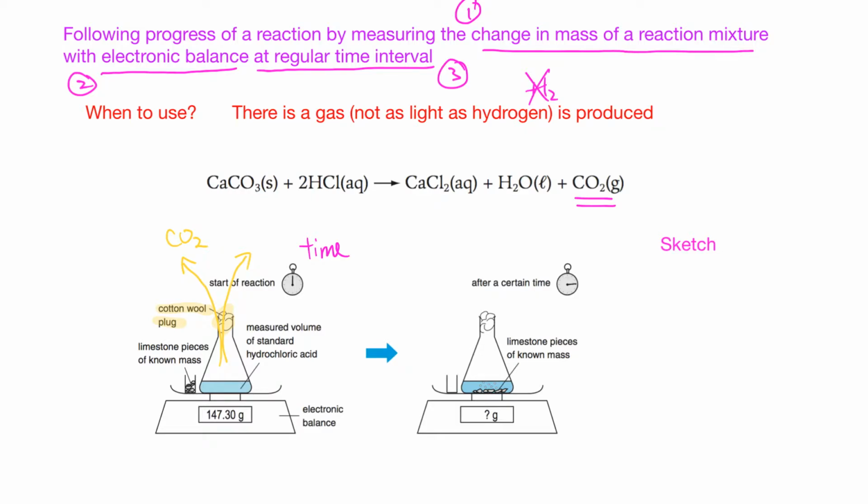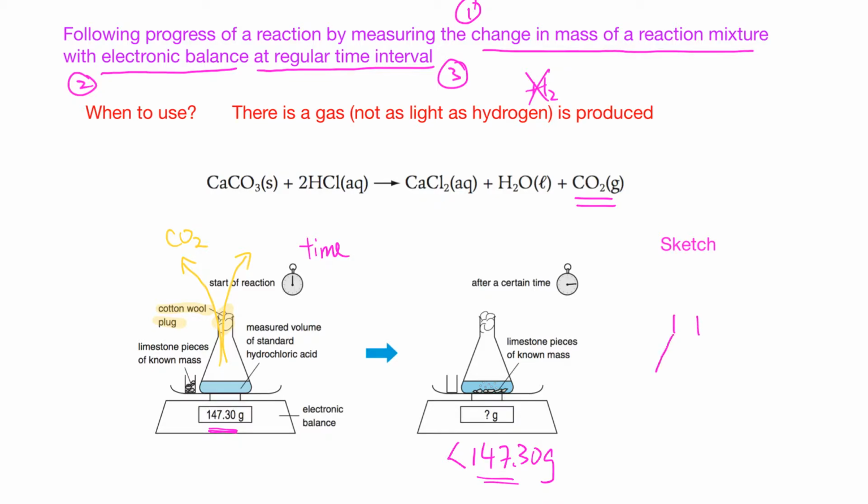So as time goes by, because carbon dioxide is leaving from the system, you expect the mass of it to be decreasing as time goes by. So it should be lower than 147.3 gram in this case. So you need to sketch the setup for this one.